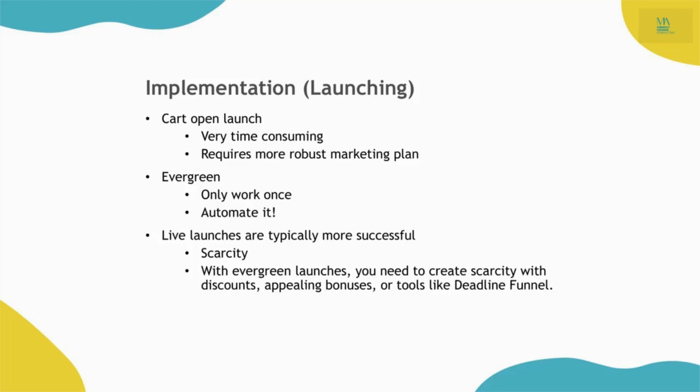One reason for that is that there is no scarcity. So people know that they can purchase your course at any time if they decide to. So that's on evergreen, right? If it's on evergreen, they can purchase at any time, which can be a problem. Because there is no scarcity built in, you need to use tools that help you create scarcity, such as Deadline Funnel, or you may want to create discounts, or create additional bonuses, because if your course is evergreen, you want to attract more people with these other things.